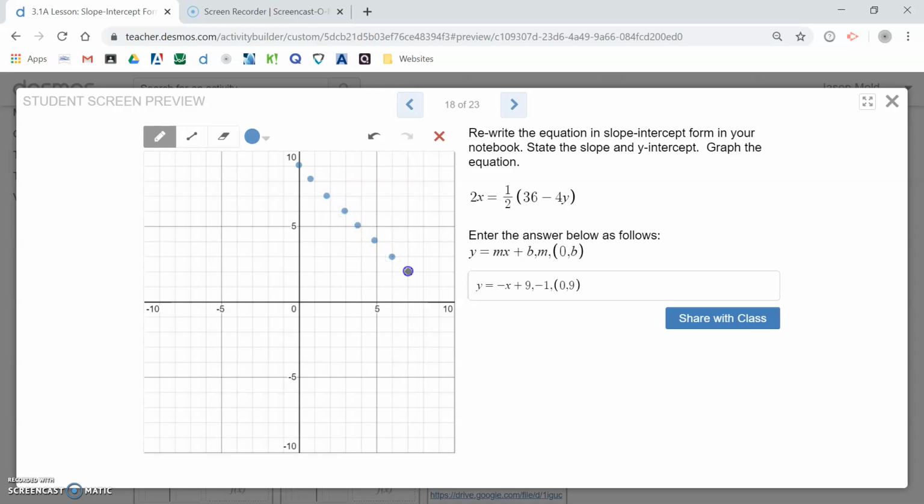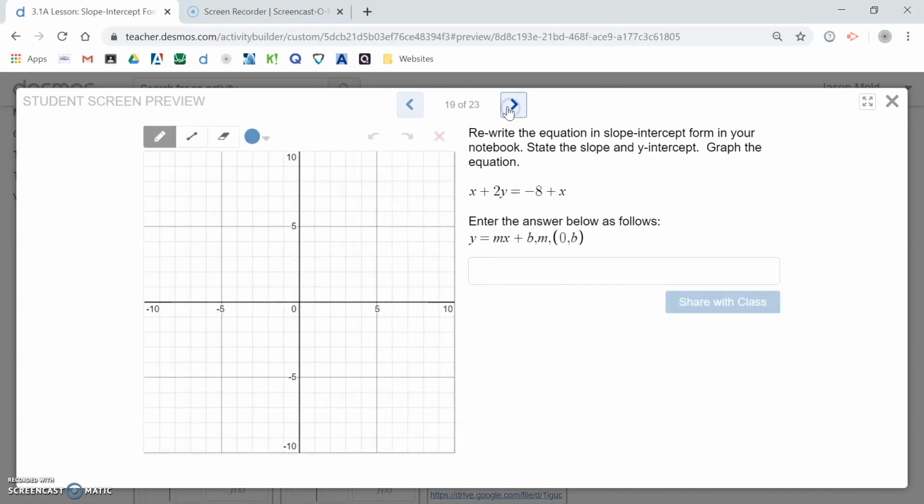For a negative slope, like a slope birdhouse, it should be the right half of the roof. And then we can use our draw tool to draw in a more accurate line. All right. So that is slide 18.